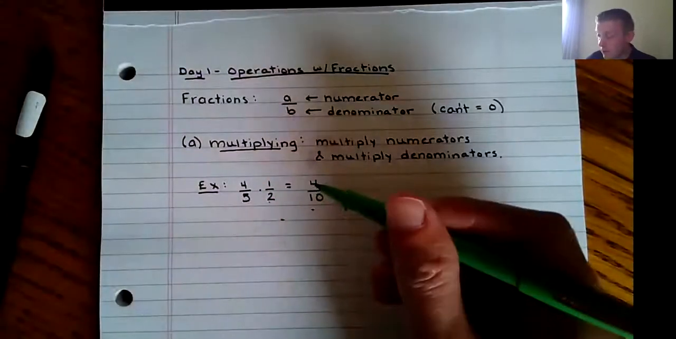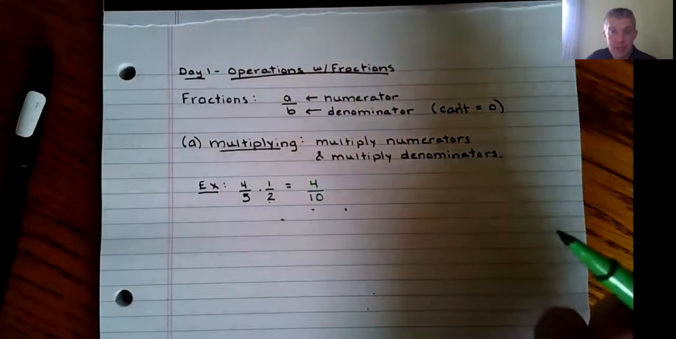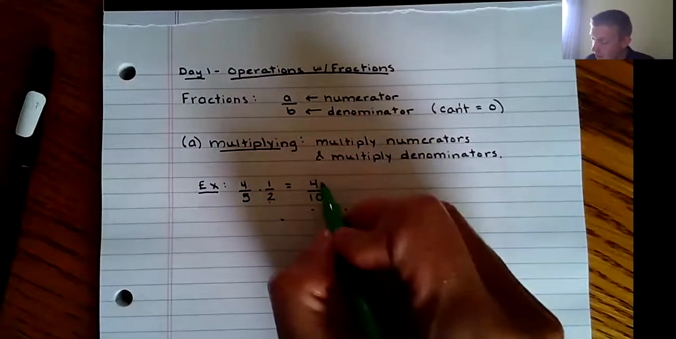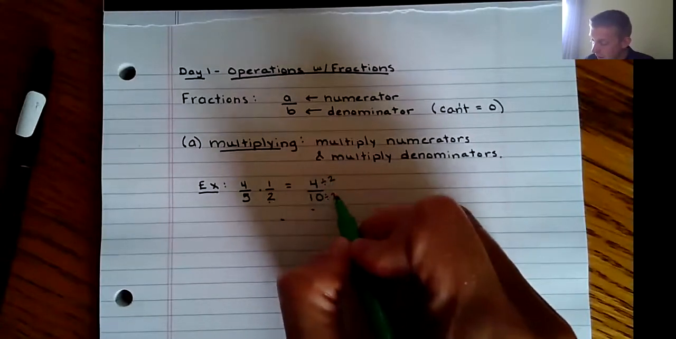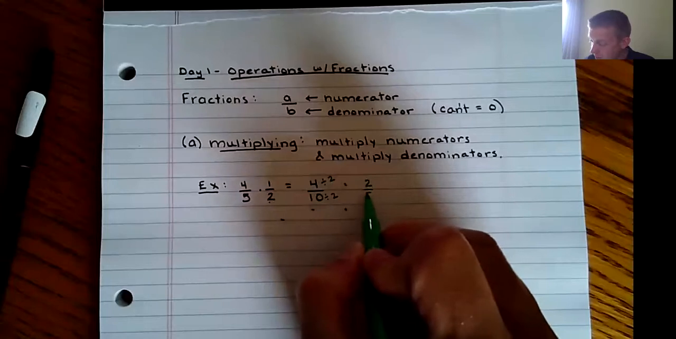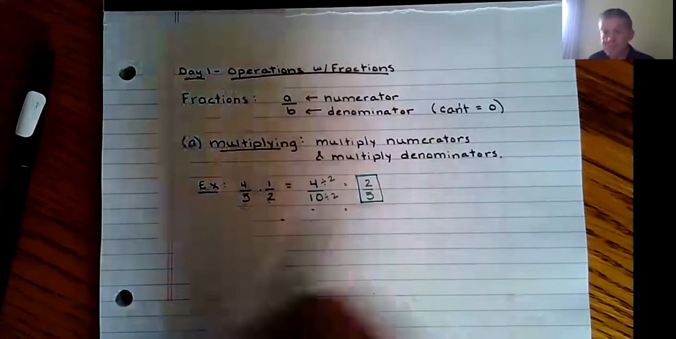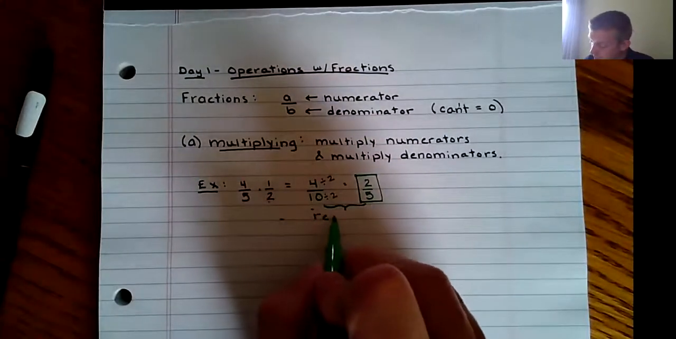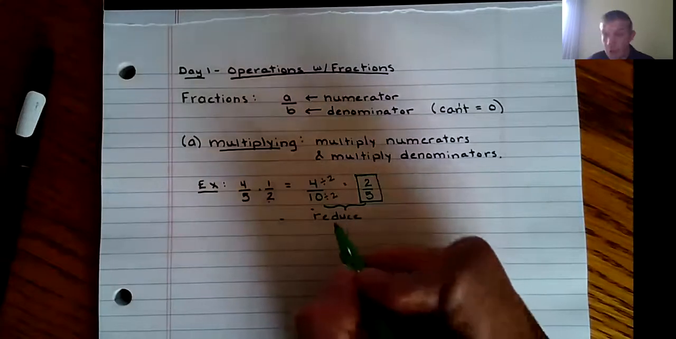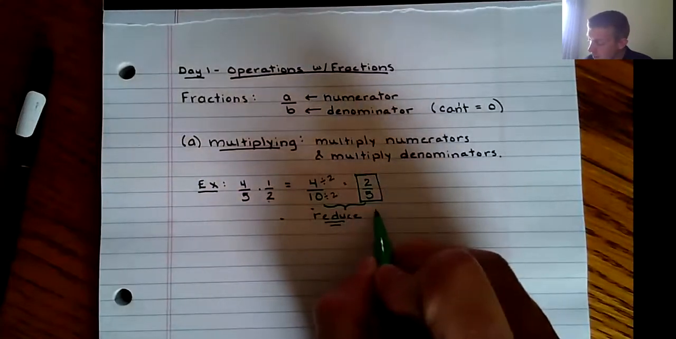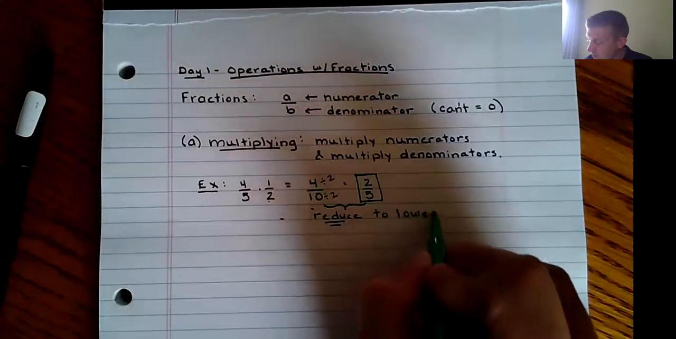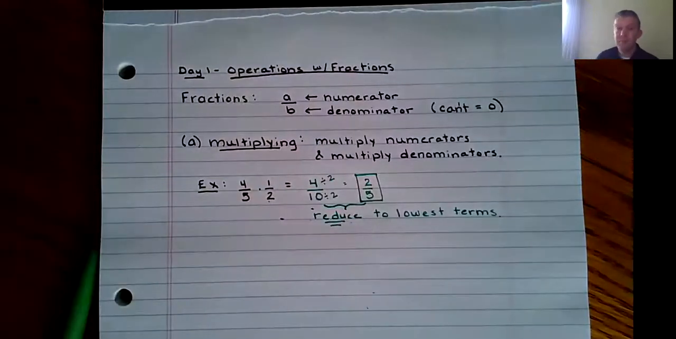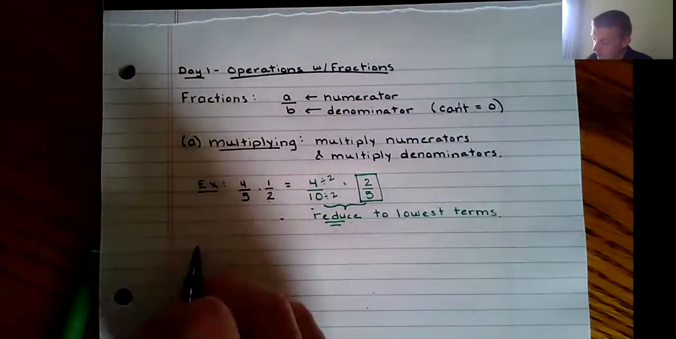And what that means is if there's something that can go into both of those numbers, you take that into consideration. In this case, what goes into both 4 and 10? 2. So if I divide the top by 2, divide the bottom by 2, we end up with 2/5, and that's our answer. Okay, so again, this last step, remember when we're multiplying fractions, I'm always going to say reduce to lowest terms. Okay, let's do another one.